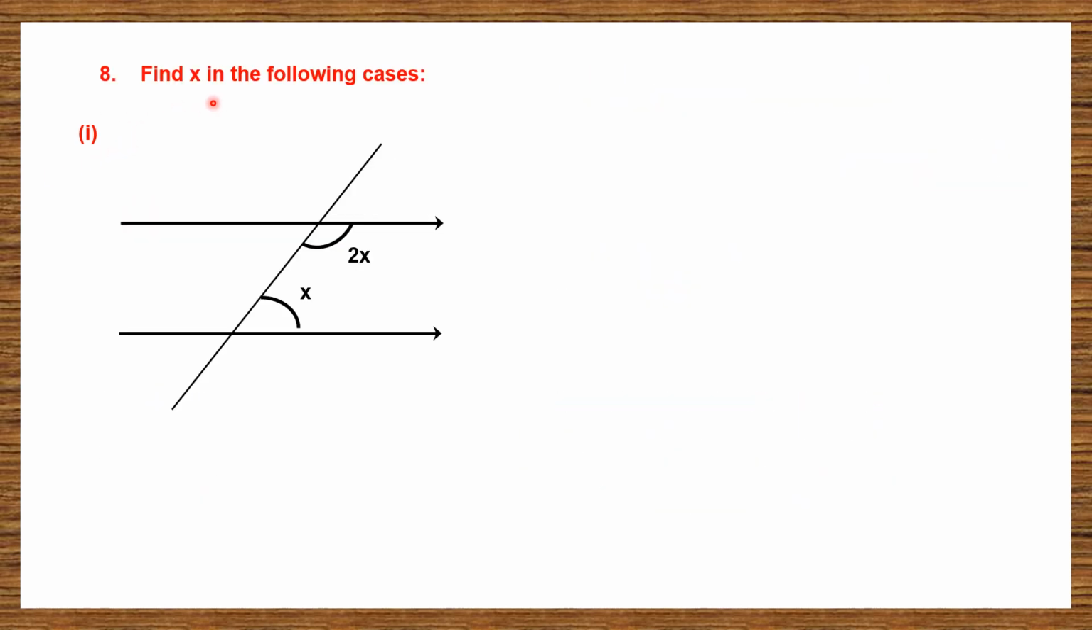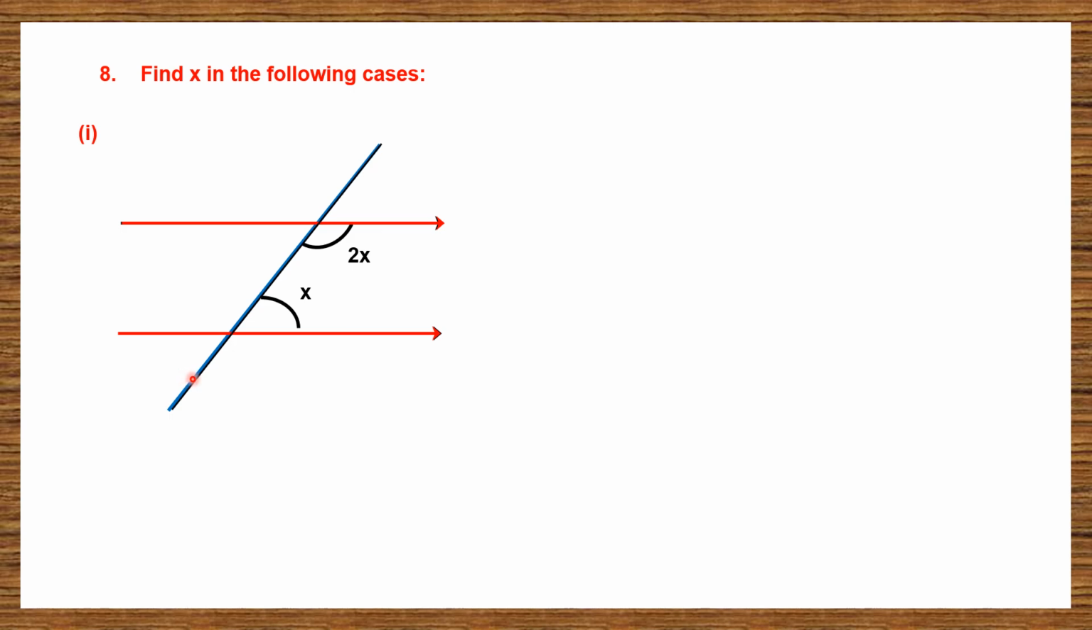Question 8. Find x in the following cases. So we have a few questions. This is the first one. So we have to find the value of x. Here I can see x and 2x. And now look at the figure. Here we have two parallel lines cut by a transversal. So we have one line here and another line here, and they are parallel to each other, and they are cut by this transversal, this line in blue.